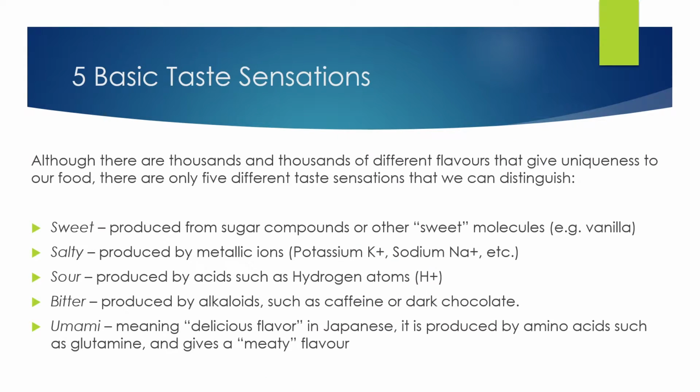There are 5 basic taste sensations for our tongue. Although there are thousands and thousands of different flavors that give uniqueness to our food, there are only 5 different taste sensations that we can distinguish. This is sweet, salty, sour, bitter, and umami, meaning delicious flavor in Japanese.